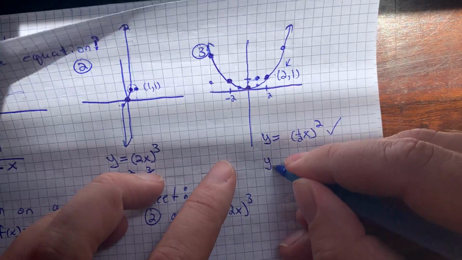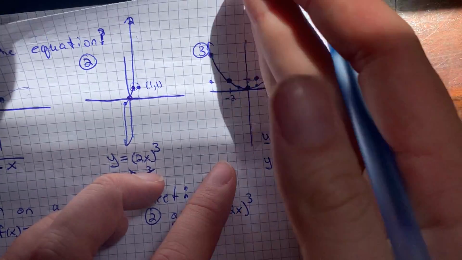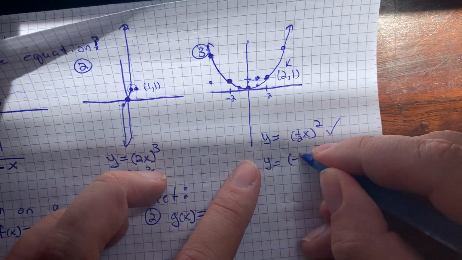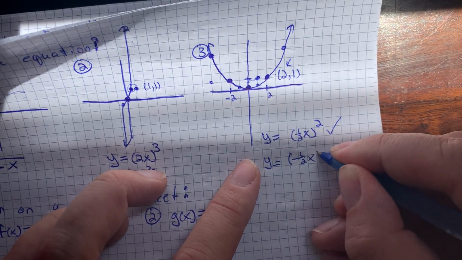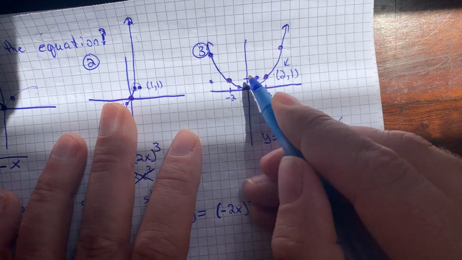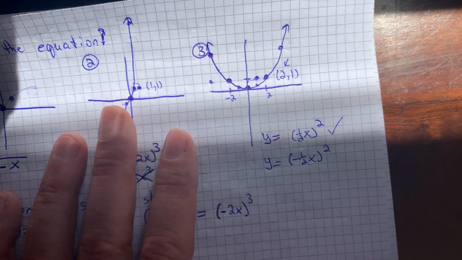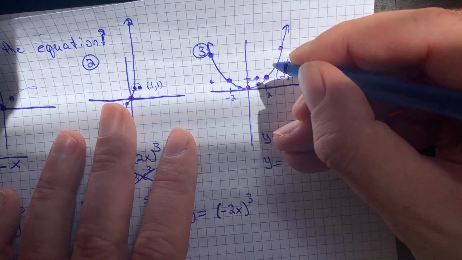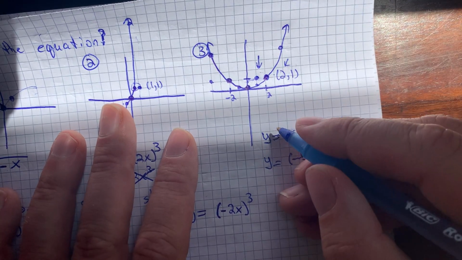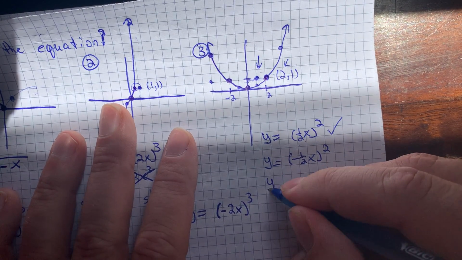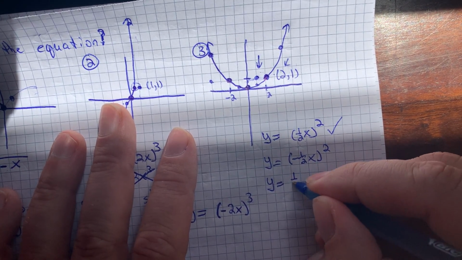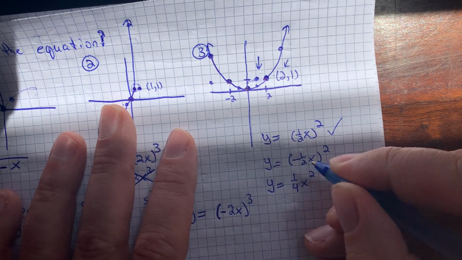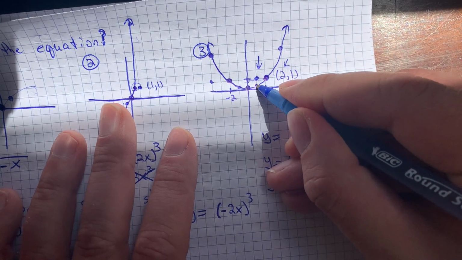However, it could also be a horizontal reflection, negative 1/2 x squared, because it's symmetric, and so a reflection horizontally doesn't do anything. If we really wanted to, we could think of this as a vertical compression. And if we were to do this, it would be 1/4 x squared. And I know that because this is not quite at 1/2.